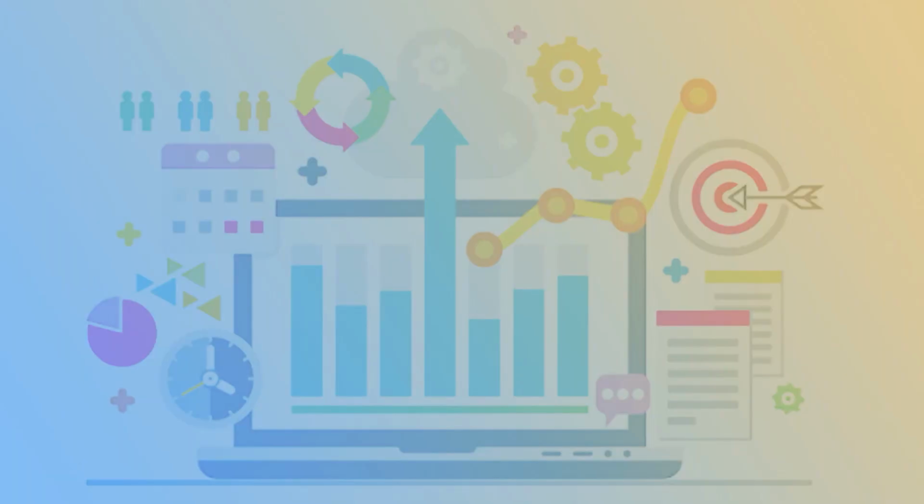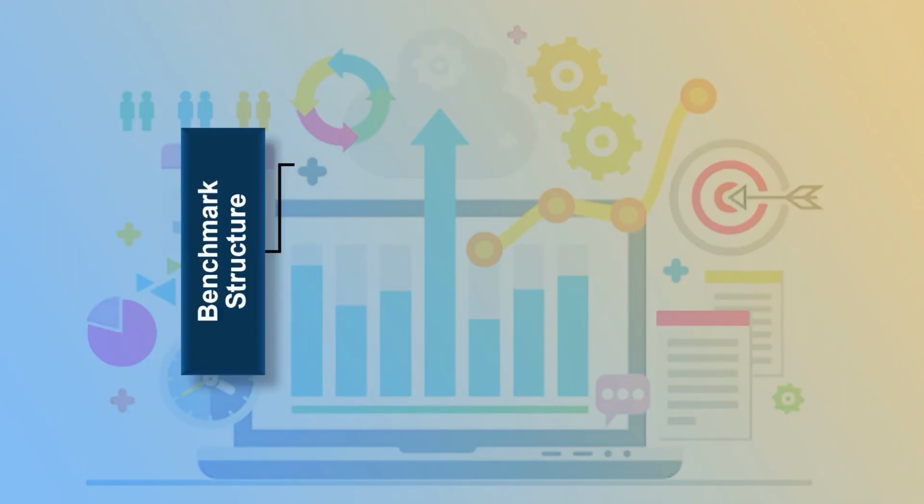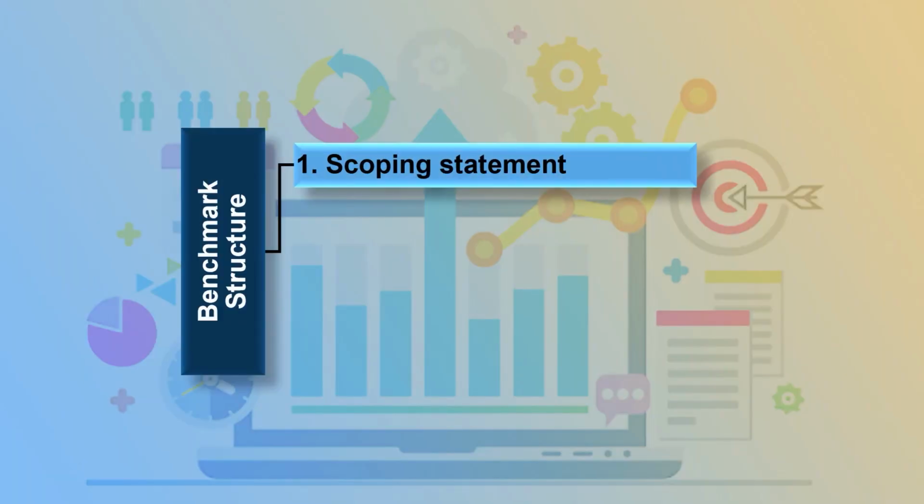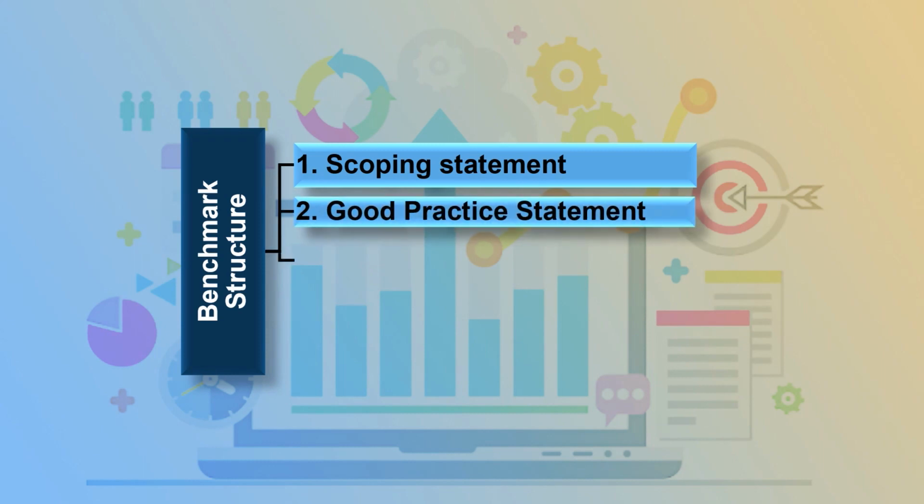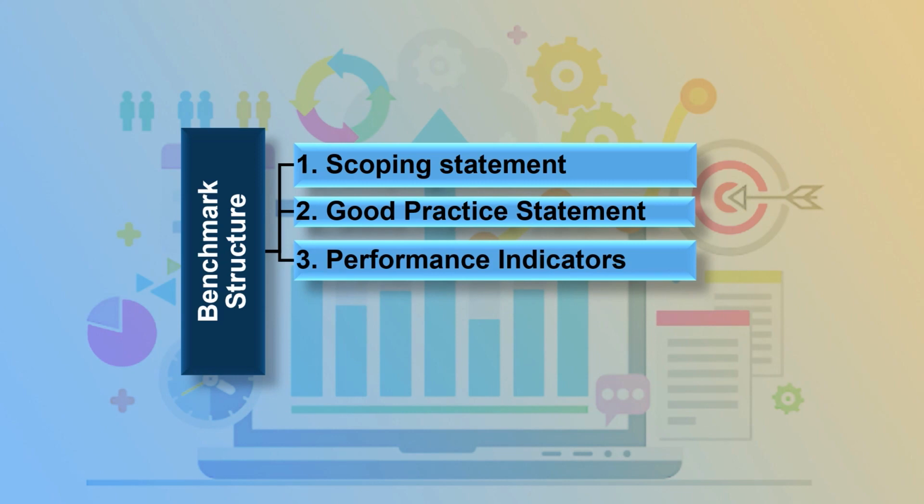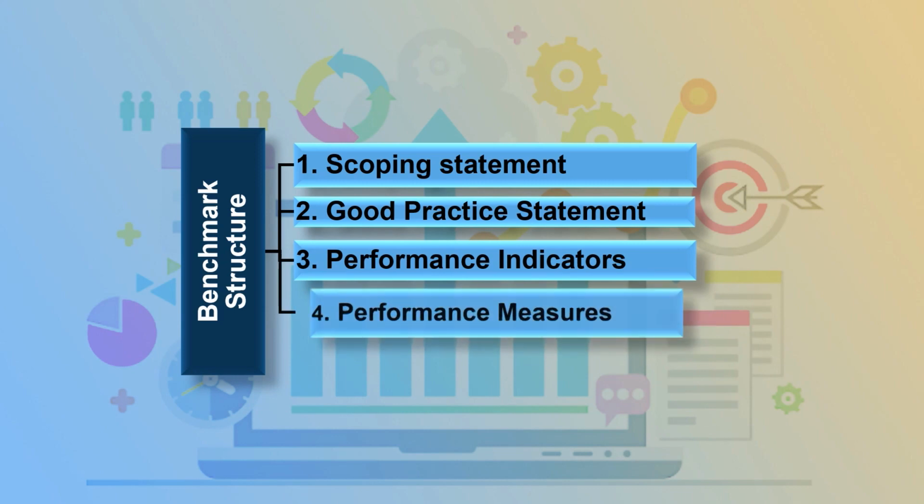It is essential to mention that each benchmark has a structure that includes scoping statement, good practice statement, performance indicators and performance measures. We will discuss this structure with one example in the next video along with performance measurement for benchmarking.